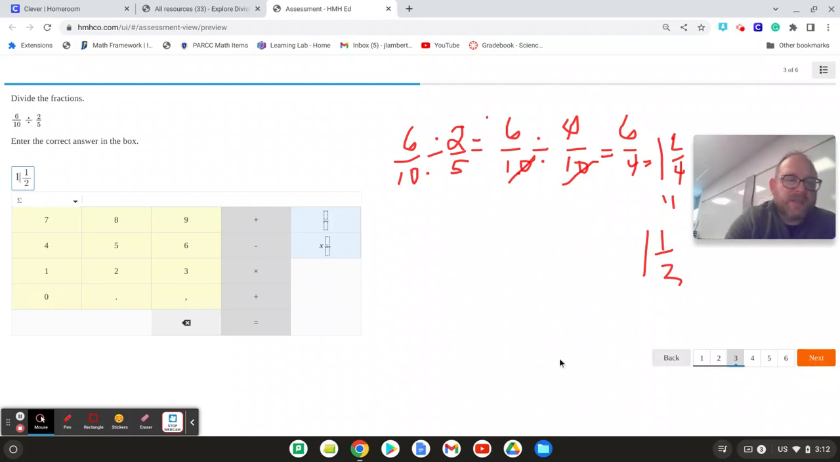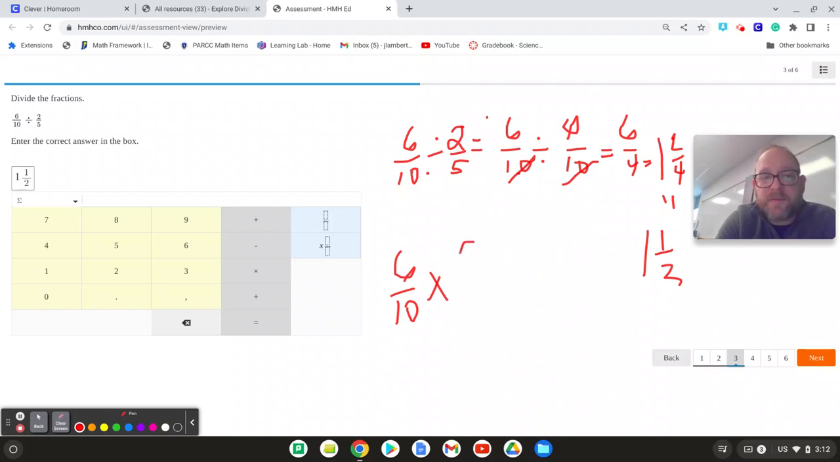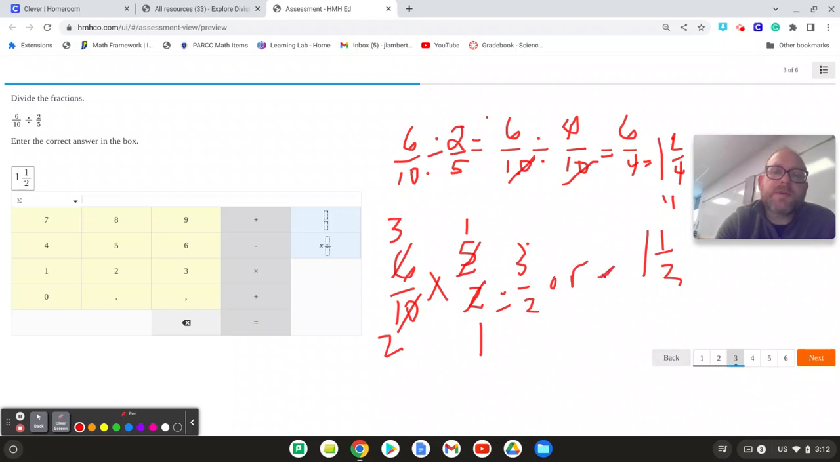If you did it the other way using multiplicative inverse, let's see if it works the same way. We would have 6/10 times, instead of divided by, we'll flip 2/5 upside down. We get 5/2. And again, we can cancel out. That becomes 1, that becomes 2, and we can divide these both by 2. We get 3/2, or also equal to 1 1/2. It works out either way.